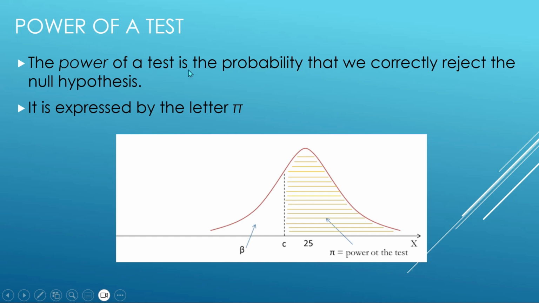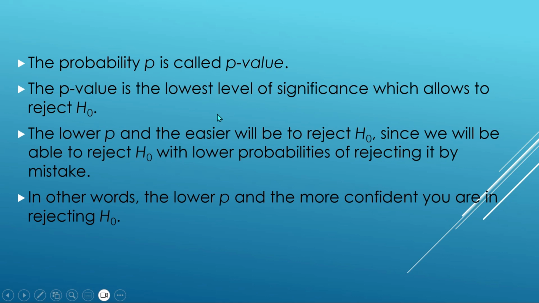The power of a test is the probability that we correctly reject the null hypothesis. It is expressed by the letter pi. The probability P is called p-value. The p-value is the lowest level of significance which allows to reject null hypothesis, H naught.